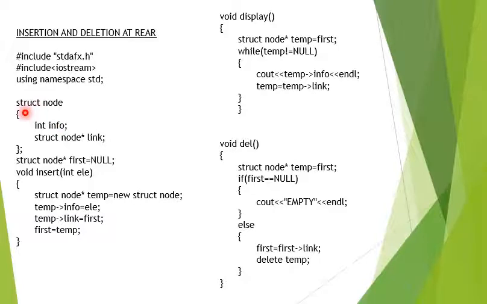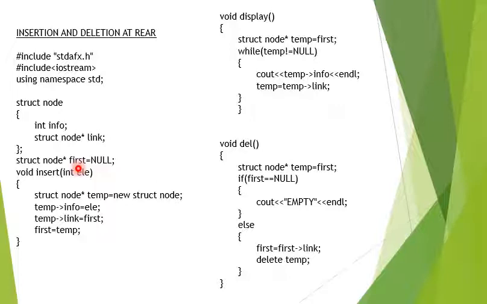In this node, struct node is a structure type where the int is an information field, as I told in a previous slide, where you will be inserting data in integer format, and struct node star link. It is a complete procedure where you can use this format or that format, where the link is a reference type and a pointer type.